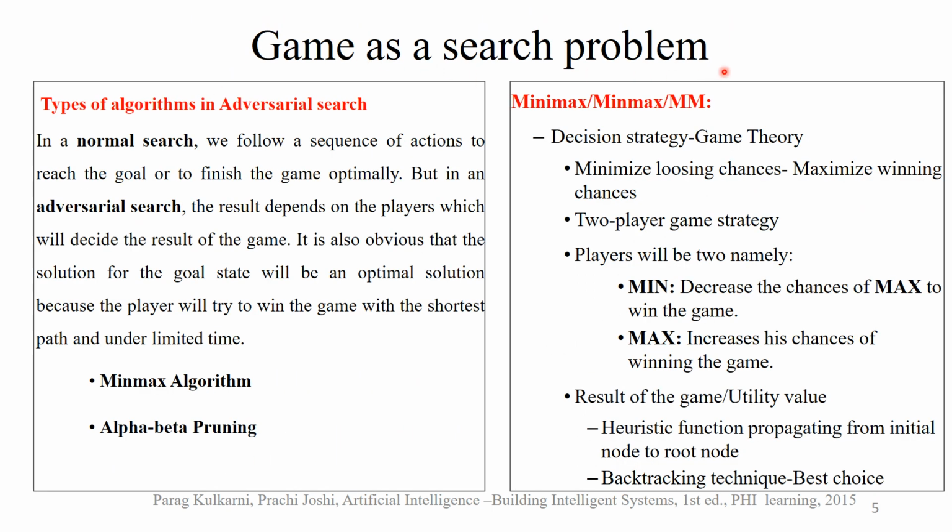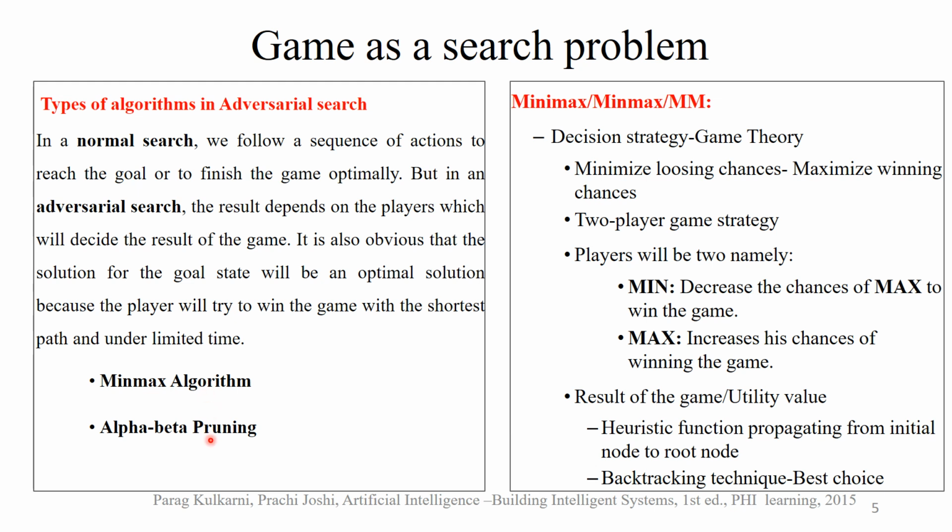Game as a search problem. The types of algorithms in adversarial search. First, in a normal search, we need to follow a sequence of actions in order to reach a goal or to finish the game optimally. But in an adversarial search, the result depends on the players, who will decide the result of the game. The solution for the goal state will be an optimal solution because the player will try to win the game with the shortest path and under limited time.